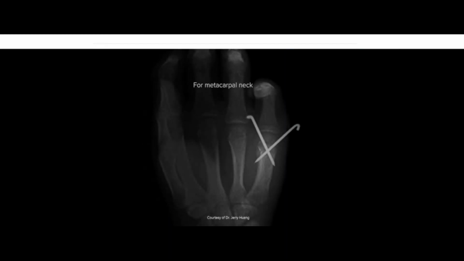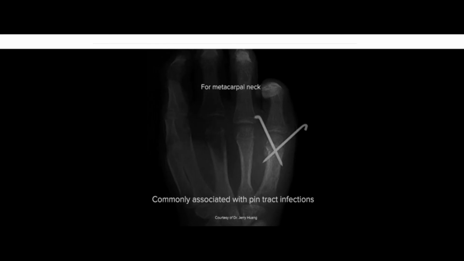The goals for this double Kirschner wire fixation are to maintain the fracture reduction, to prevent shortening, and to avoid loosening of rotational alignment by engaging opposite cortices. This fixation technique does not provide a rigid fixation and is commonly associated with pin track infections.